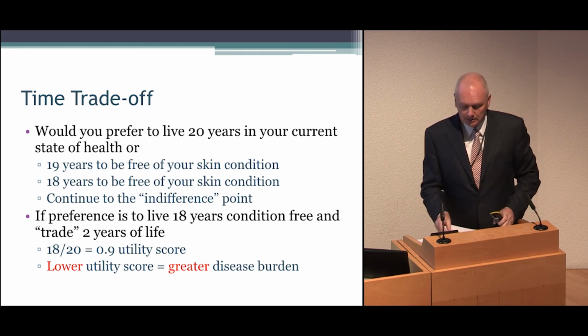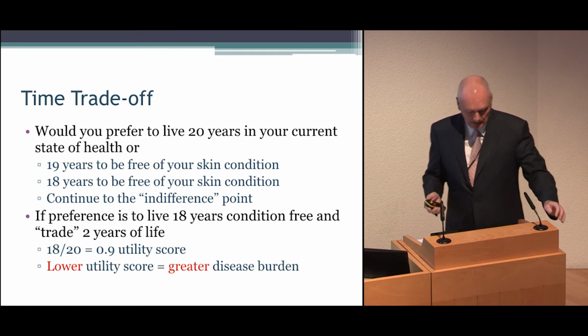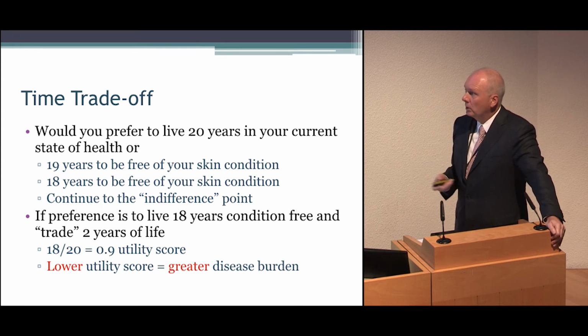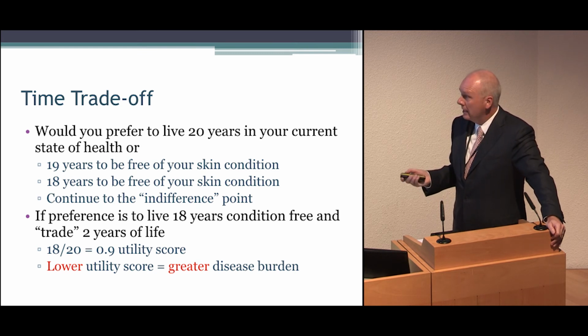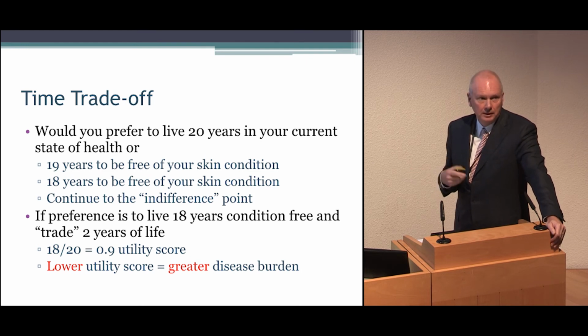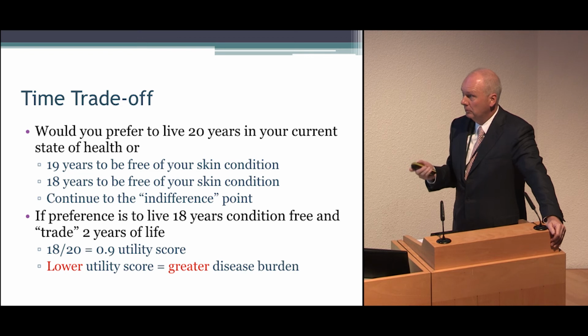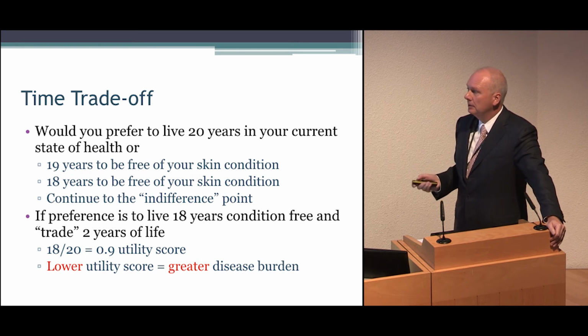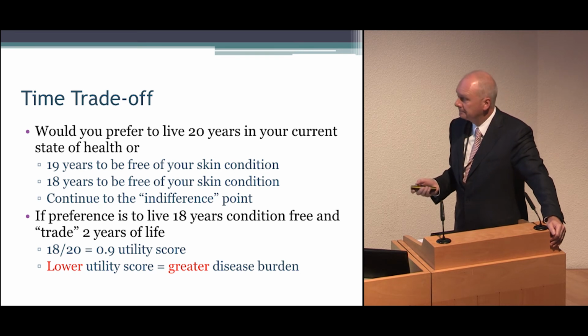The time trade-off is something I'd like to just spend a minute on because it's a very simple but, I think, very elegant technique. Basically what you're asking your patients is if they'd be willing to give up some of their life expectancy to be rid of, in this case, their skin condition. We used a 20-year life expectancy in our time trade-off. So if someone was willing to trade 2 years of their life to be rid of that particular skin condition they were being referred for, then their utility would be represented by 18 divided by 20, or 0.9. And obviously, the lower your utility score, the greater the burden of disease.